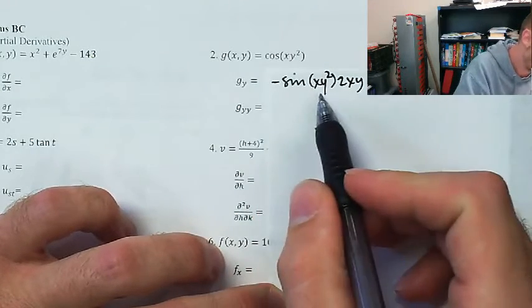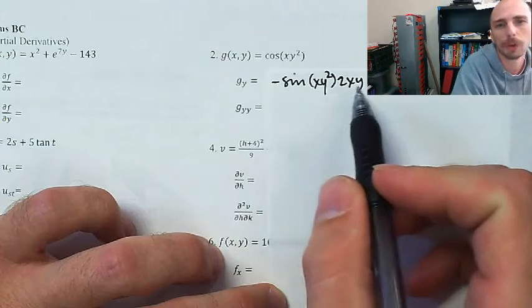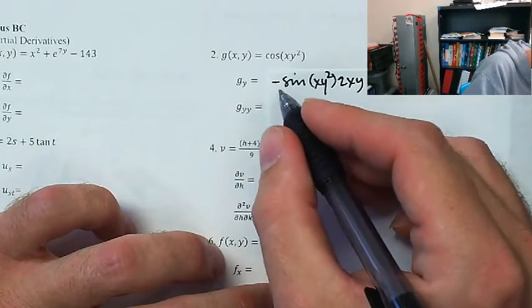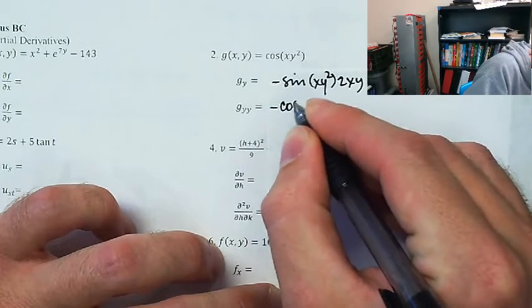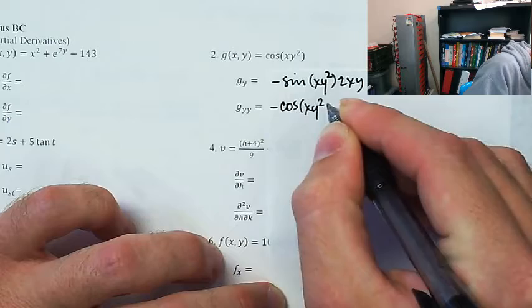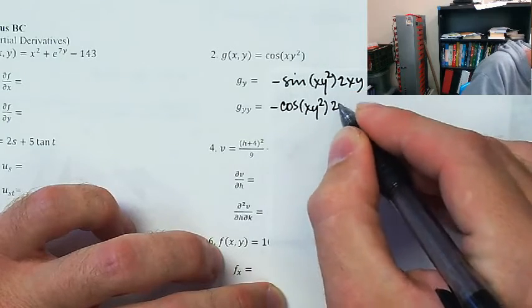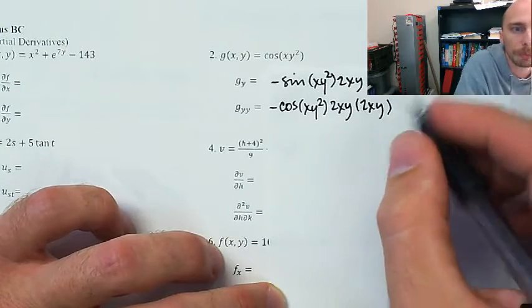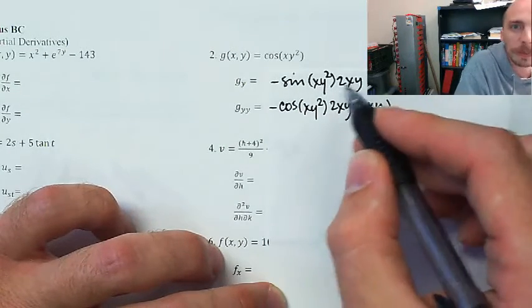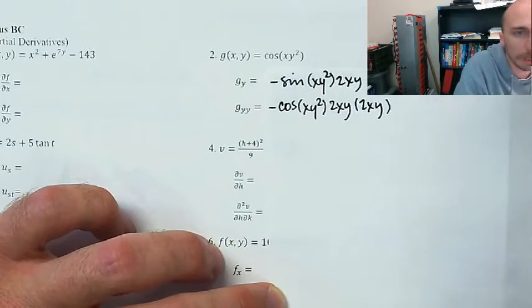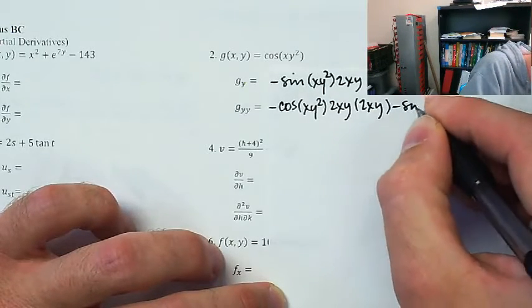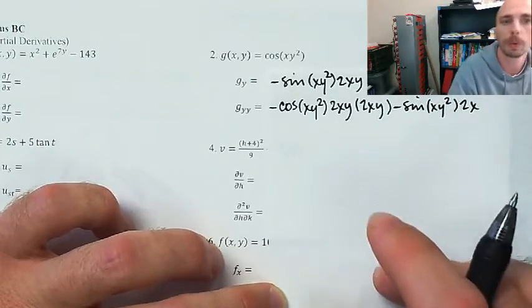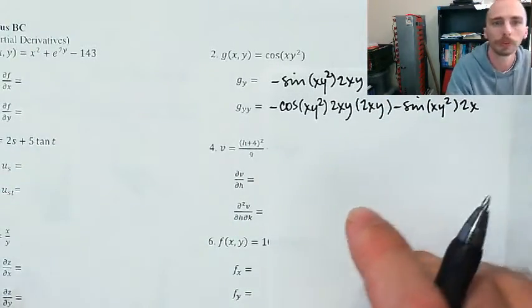Then gyy, I'll need to take the derivative of this with respect to y, and this will incur the product rule. So I'm just going to look at it as a product here, a product there. The derivative of negative sine is negative cosine, leave the inside the same, then multiply by the derivative of the inside, which we determined was 2xy, and then we still have that 2xy because we're leaving it the same for the product rule. Then we leave the negative sine the same and take the derivative of 2xy with respect to y, which is 2x. So minus sine of xy squared multiplied by 2x. That's where the product rule would come in with partial differentiation.